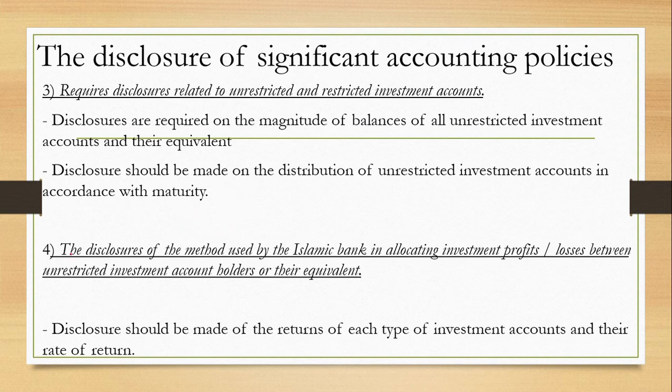Fourth, the disclosure of the method used by the Islamic bank in allocating investment profit or losses between unrestricted investment account holders or their equivalent. Means dekat sini Islamic bank pun kena disclosekan the method used on how they calculate dia punya profit ataupun loss of that restricted atau unrestricted investment account tersebut. So there are 4 requirements for Islamic bank to disclose in terms of their punya accounting policies.